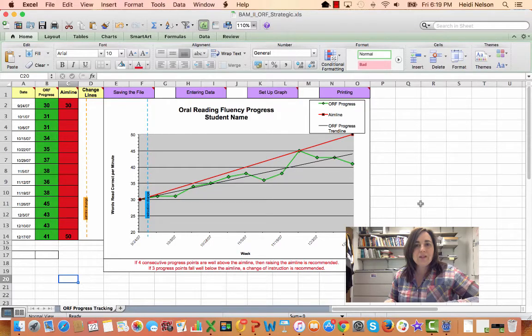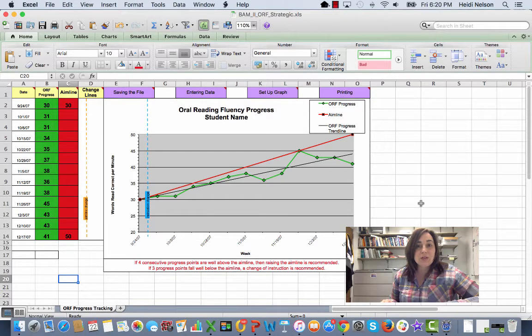Today I'm going to be talking to you about how to use an Excel graph to show student performance data for progress monitoring. This is a tool that can be used when progress monitoring using something like DIBELS, or also for something like a writing CBM or data performance data as well.